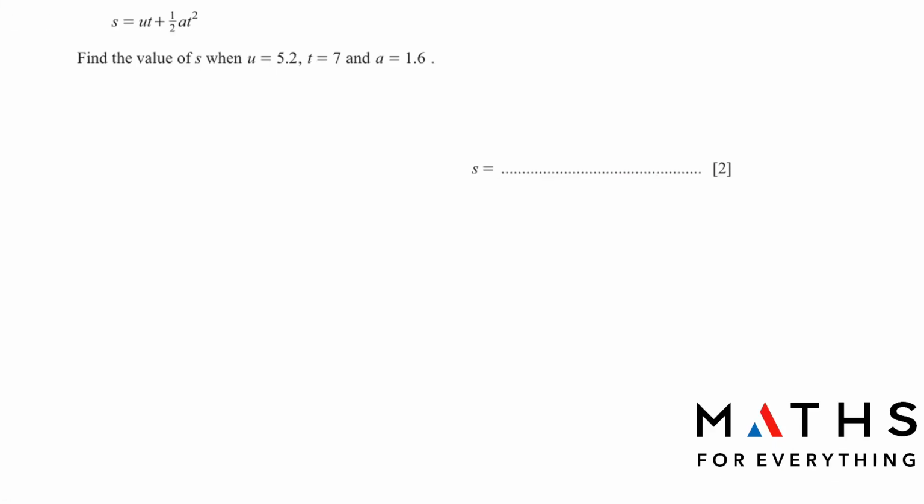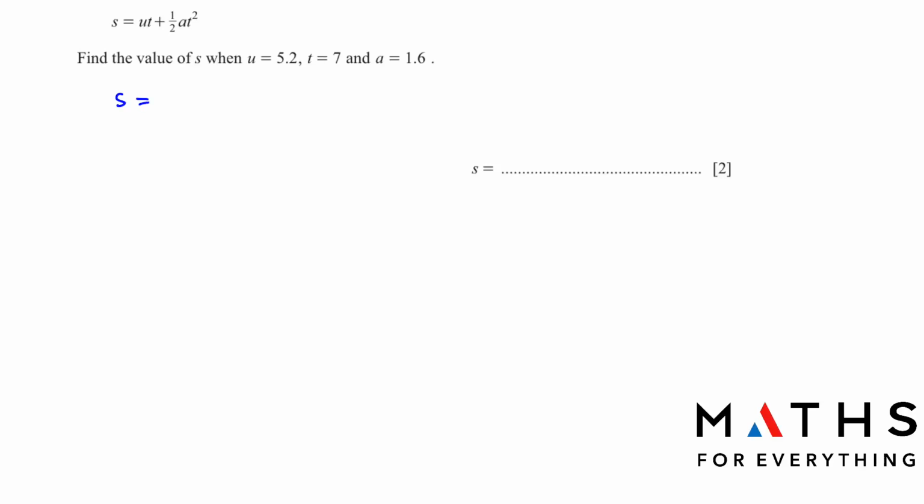3a. We have been given a formula and we have to find the value of S when U is 5.2, T is 7, and A is 1.6. A very easy 2-mark question. So we just have to replace everything that we have.